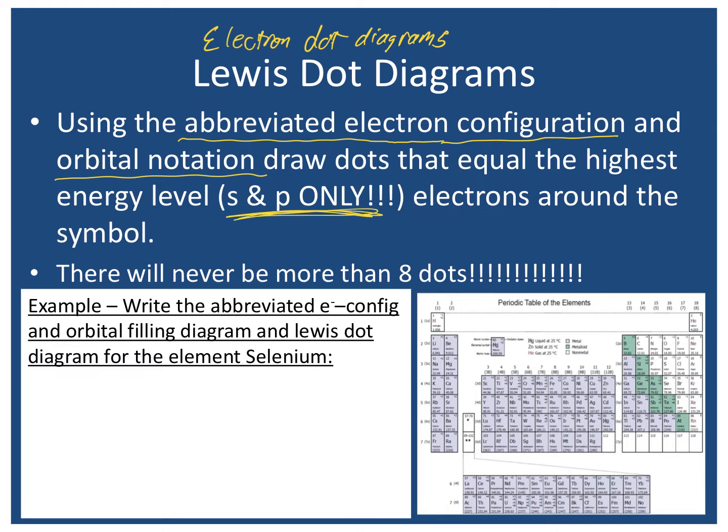equal to just the s and p electrons. All right? Which means we can never have more than 8 dots around our atom or around our chemical symbol. We're only looking at the s and p electrons because these are in the highest energy levels.